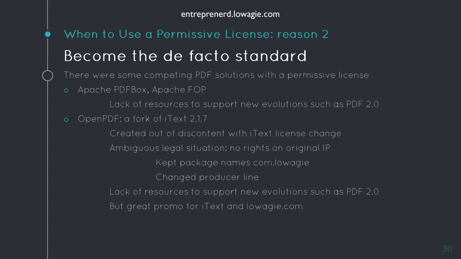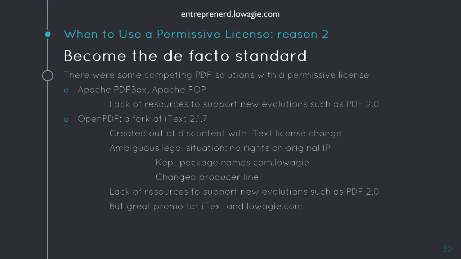PDFs that comply with this standard are created in such a way that they can also be consumed by the blind and the visually impaired. Another open source alternative with a weaker copyleft than iText is OpenPDF. OpenPDF is a fork of iText that was created out of discontent with the license change. Its legal situation is ambiguous in the sense that all package names still start with com.loagi, that's my name, and loagi.com is the domain that I own, whereas I have no affiliation with any of the people responsible for OpenPDF.